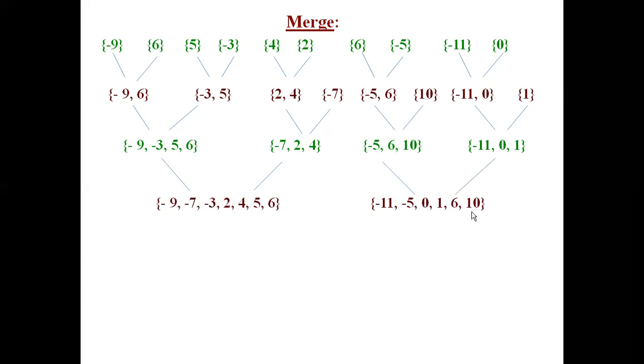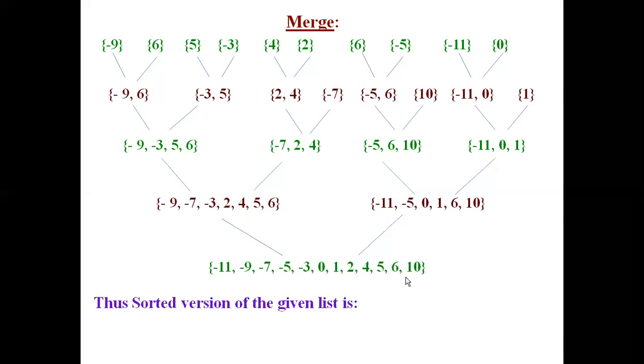Again merge. So we have minus 9, minus 7, minus 3, 2, 4, 5, 6. Similarly here also, arranging in the non-decreasing order. And one last step to merge these two sets that we had here. So when you are merging, we observe there is 6 repeated. So while merging, we just take care to write it down only one time. So the sorted version of the given list can be written as minus 11, minus 9, minus 7, minus 5, minus 3, 0, 1, 2, 4, 5, 6, 10.